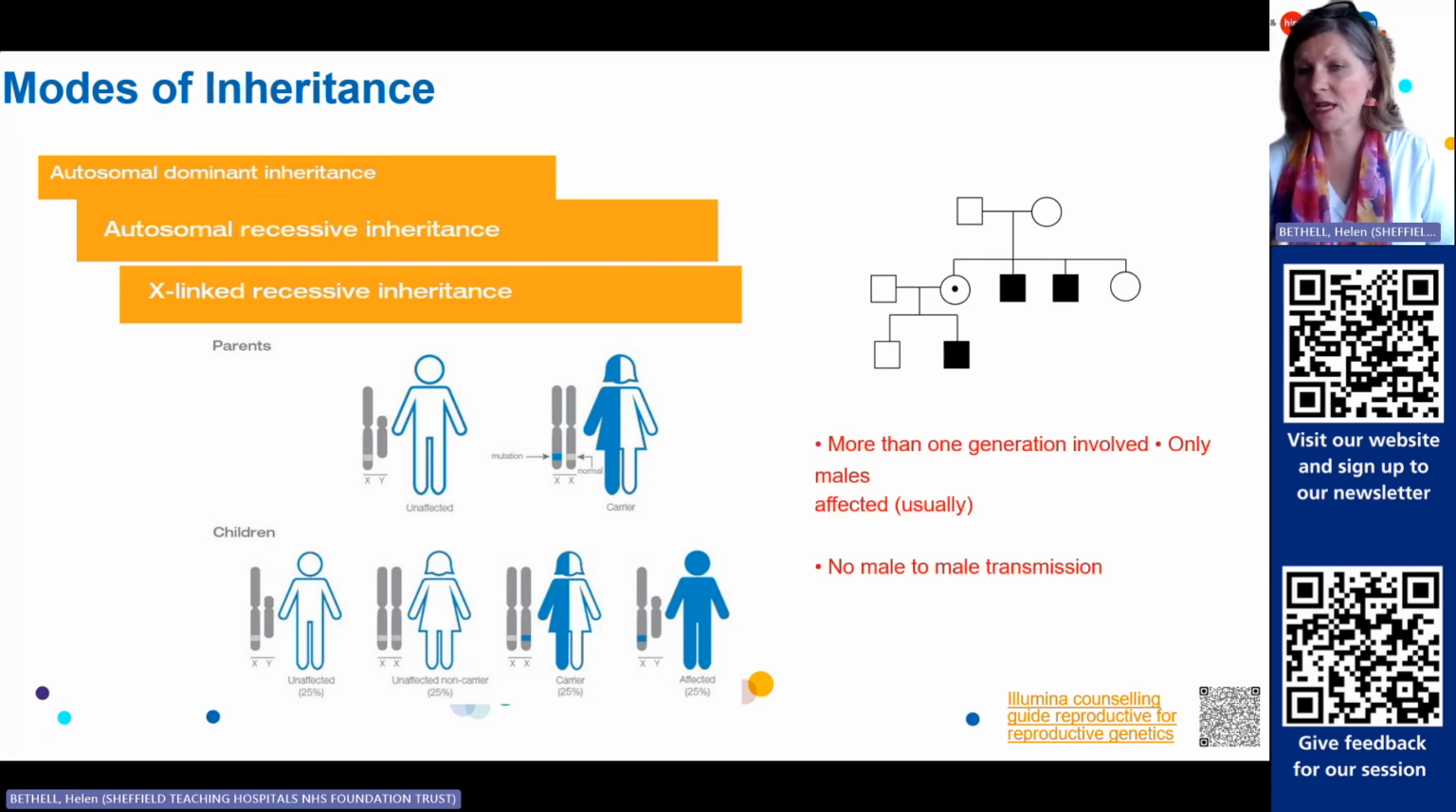If we look at this in the context of a family history, what we can see is that there is often more than one generation involved, and it's usually only males that are affected, although you can sometimes see very mildly affected females, but I'm not going to go into too much detail of the reasons for that here. And also you'll never see male-to-male transmission.